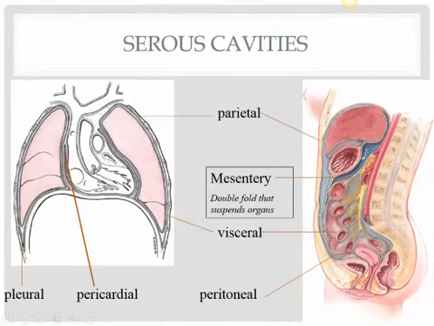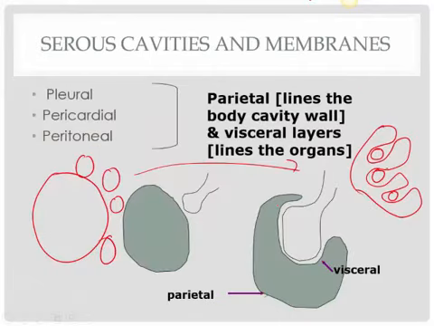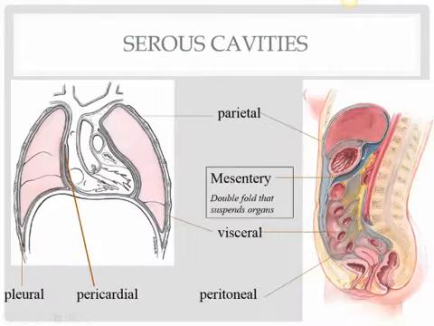Now, some of these organs push in really deep, like I drew here. And when they push in really deep, they hang by a double fold of peritoneum. This double fold of peritoneum is known as mesentery. So instead of just pushing in a thing like this, it pushes in real deep, and it drags a little double fold of peritoneum, which is known as mesentery. And that just gives it mobility within the cavity. It allows it to move around a lot.